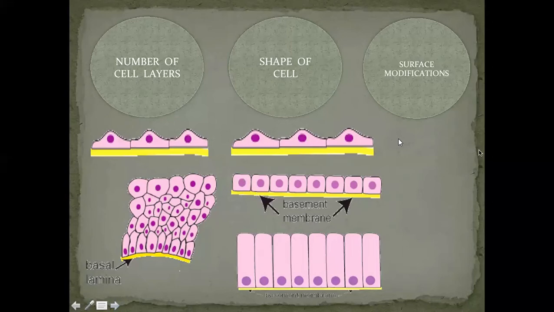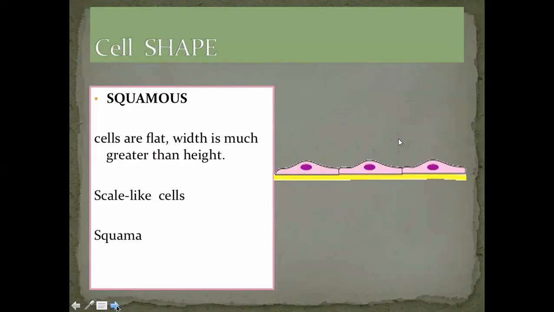How about surface modifications? The surface modifications can be present on the surface, on the basal side, or on the lateral surface of the cell. This will be discussed intensively as we go along. Okay, let's focus on the cell shape. Squamous, flattened.